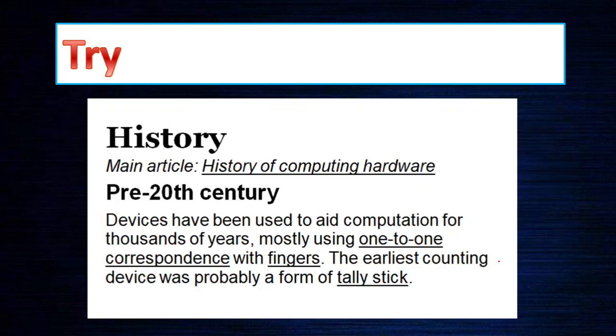Here is another example. History, main article, history computing hardware. You can see that it's in italics, but you need to make it underline. In order to make it underline, you have to use the U tag. Same way as B, U is the underline. So you have to apply the U and then make it underlined.